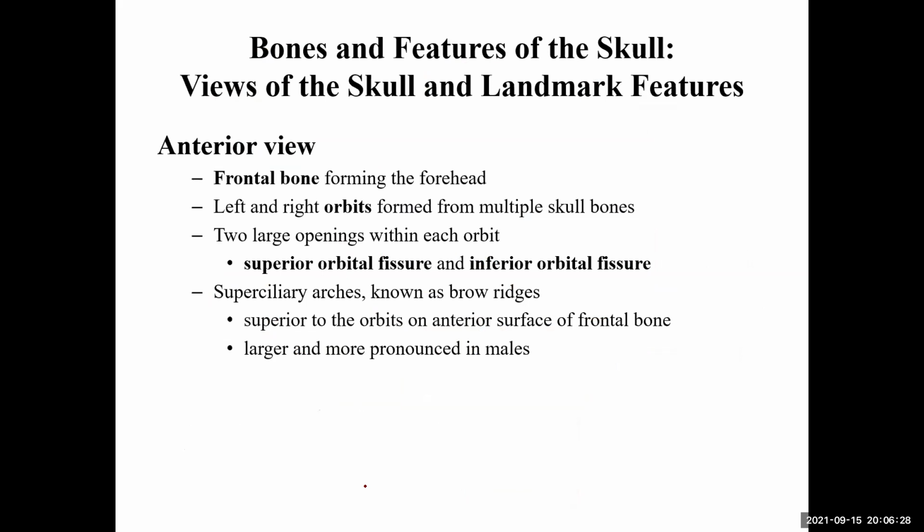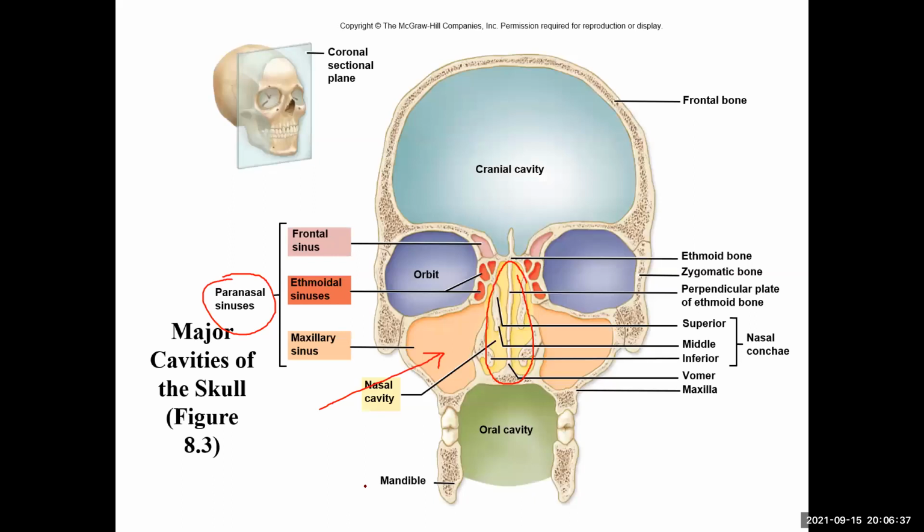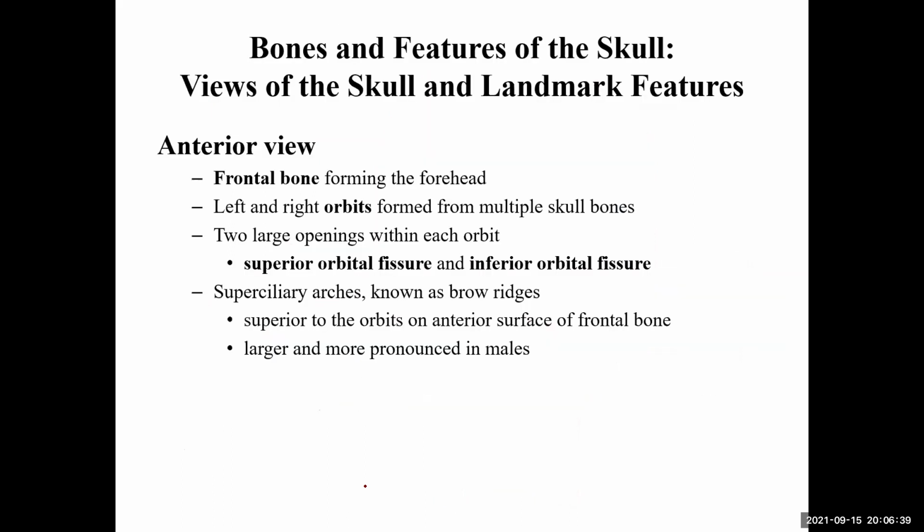Okay, so we got all that other stuff out of the way. I want to start to move through the different views of the skull. This is a frontal view right here. So we're going to start off with the anterior view of the skull. The predominant superior bone on the anterior view is going to be the frontal bone. That's the bone that makes up your forehead, and it goes up past your hairline. So it almost goes up to the top of your head.